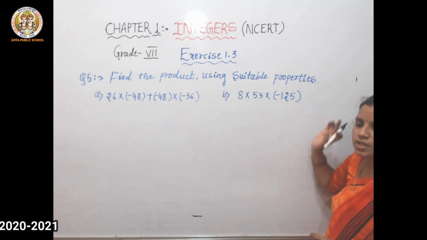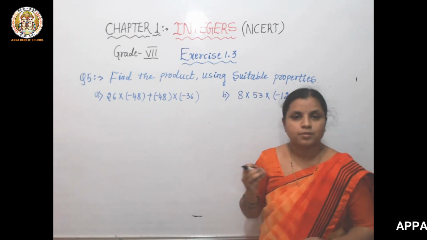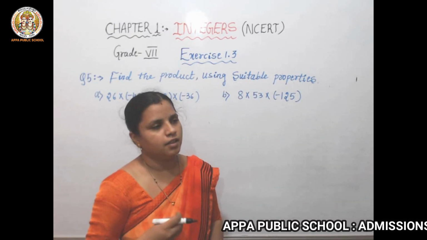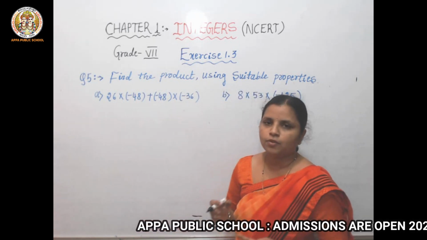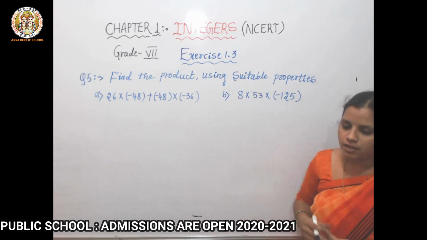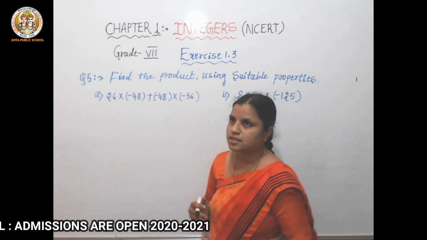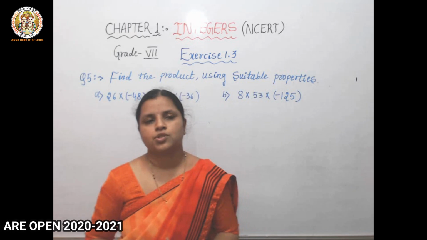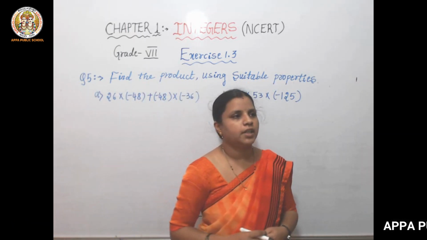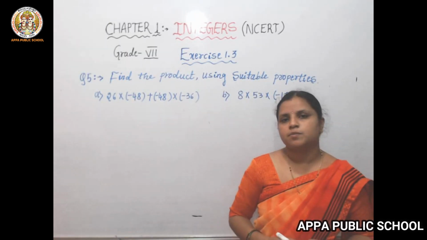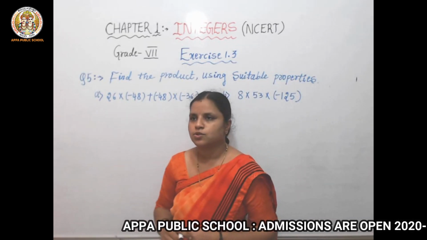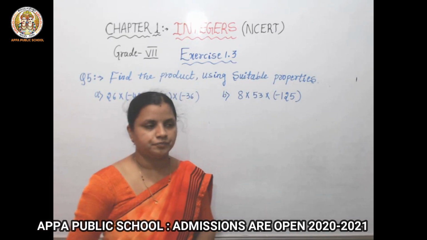You will have to use the properties here. What are the properties? Distributive property, associative property and commutative property. With the help of these properties, we are going to solve these problems. Then what is distributive property? A into (B plus C) is equal to A into B plus A into C. Commutative property for addition is A plus B is equal to B plus A, and for multiplication A into B is equal to B into A.